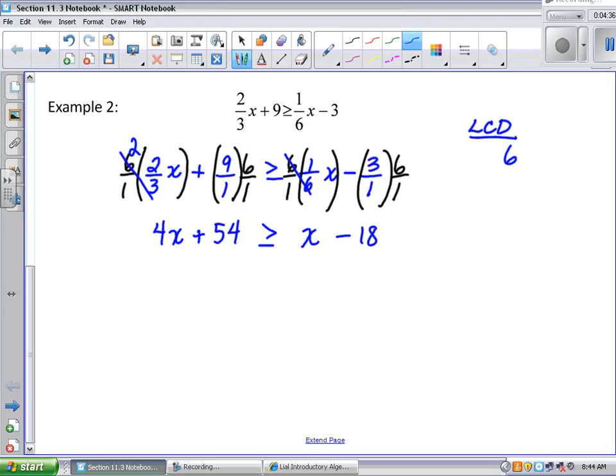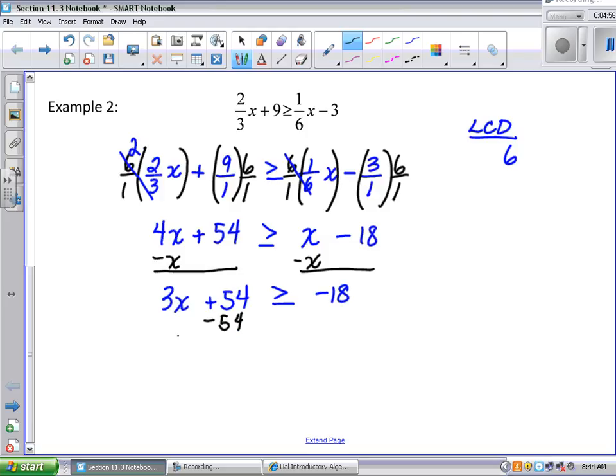Now that we've cleared our fractions, we're going to get all of our x's on the same side, so subtract x from each side of the inequality. 3x plus 54 is greater than or equal to negative 18. I want all my numbers on the same side, so I'm going to subtract 54 from both sides, which leaves me with 3x is greater than or equal to negative 72.